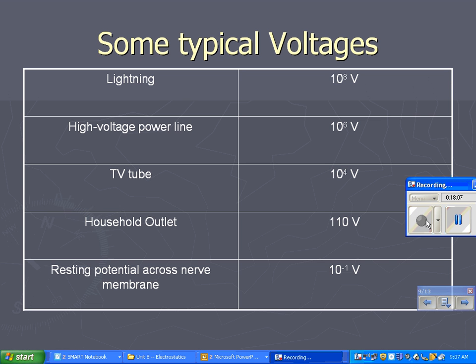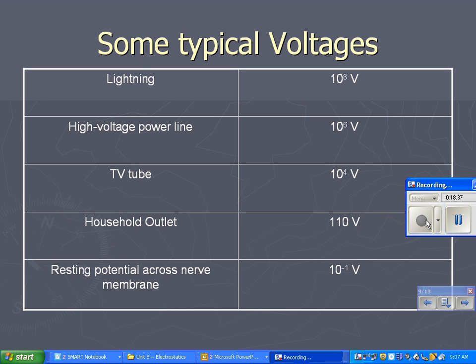Let's talk about some voltages just to give you some ideas of what some common voltages are. Okay? A typical bolt of lightning has a great amount of potential, hundreds of millions of volts. High voltage power lines, you're talking millions of volts. Television tube, the old style television like I have at home, has a pretty high voltage in there. We're talking 10,000 volts. Kind of a little bit dangerous to take apart your television. I don't know if you ever noticed there's a big warning sign: do not take it apart because it can kill you.